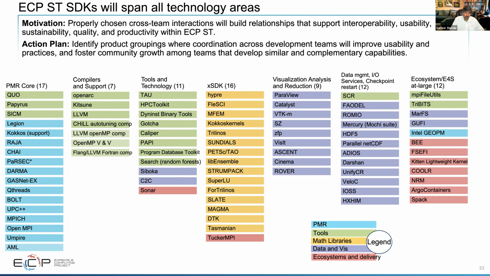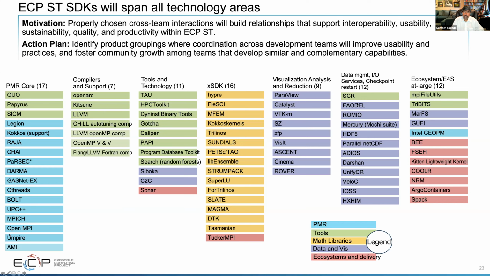We have MPI, OpenMPI. You may be all familiar with these for internode communication. We have support for compilers, including LLVM, and a number of different projects, including Flang for the Fortran compiler. We have tools and technology, which includes TAU, HPCToolkit, Dyninst API, and so on. We have visualization tools such as ParaView, VTK-m, Ascent.